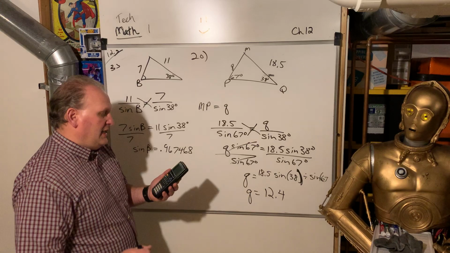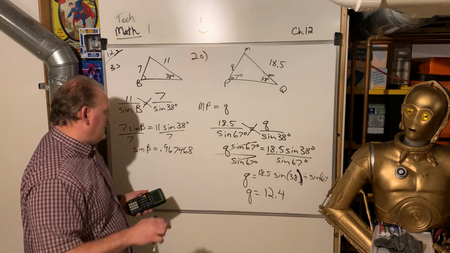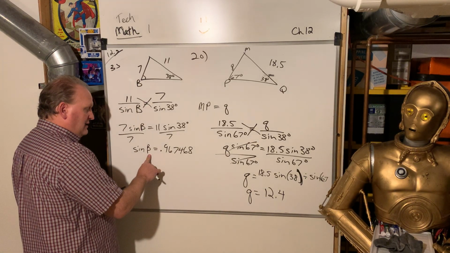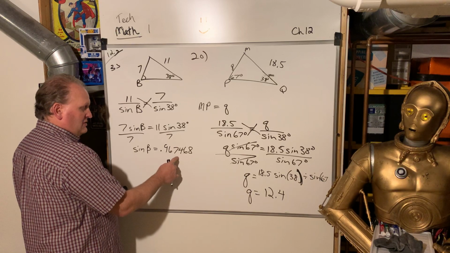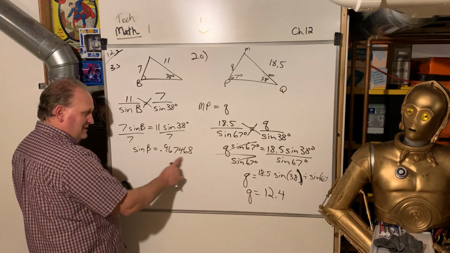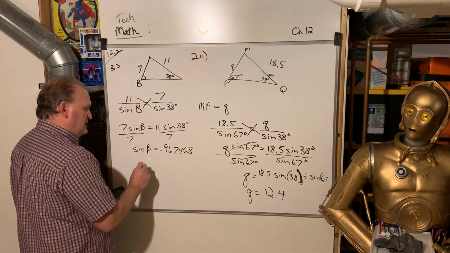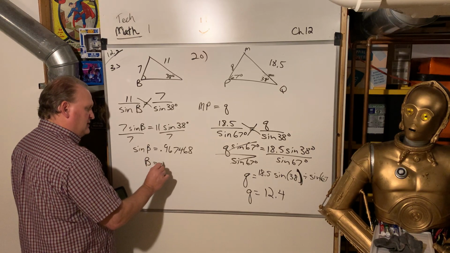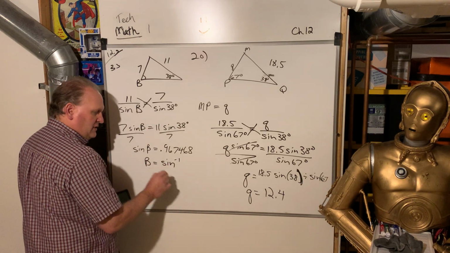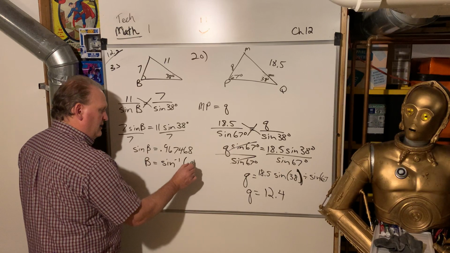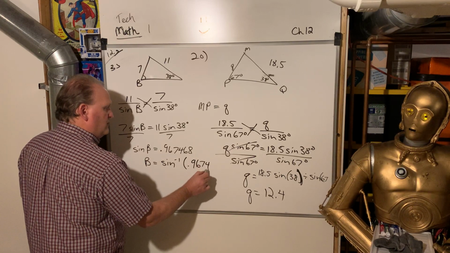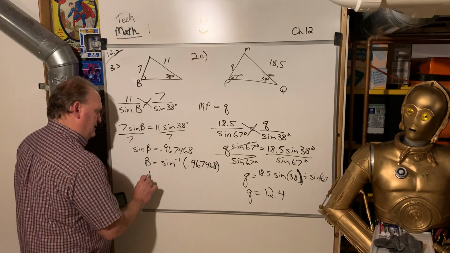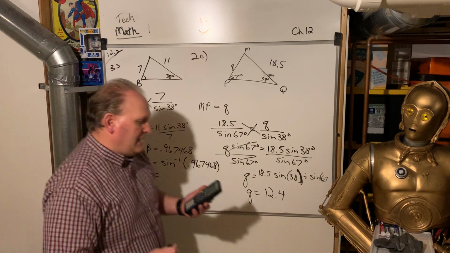0.9674668. But I don't want to take the sine of that, right? The sine of some angle is equal to that. So I want to figure out what angle goes with this decimal. So that means B is equal to the arc sine. Remember the little sine with the -1 on it. 0.9674668.